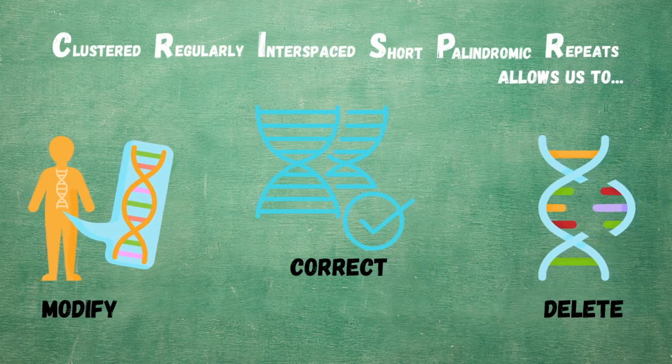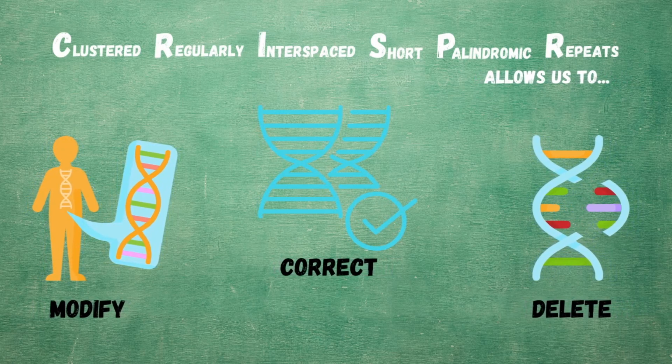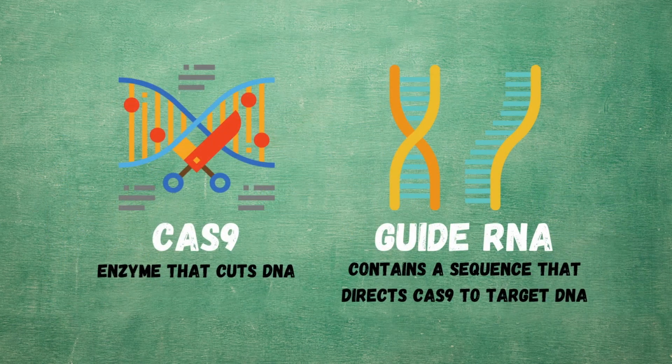Essentially, clustered, regularly interspaced, short palindromic repeats, or CRISPR, is a piece of scientific technology that is used to edit genes. Now more widely recognized as CRISPR-Cas9, it allows us to modify, correct, or delete a specific piece of DNA. This is done through the use of two important pieces, Cas9 and guide RNA. Cas9 is an enzyme that cuts DNA, and guide RNA contains a sequence that directs Cas9 to the target DNA for edits to be made.